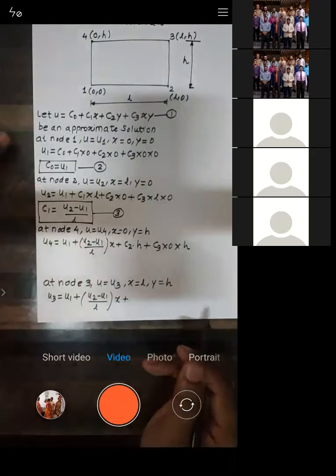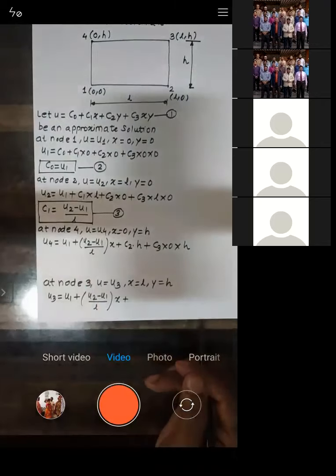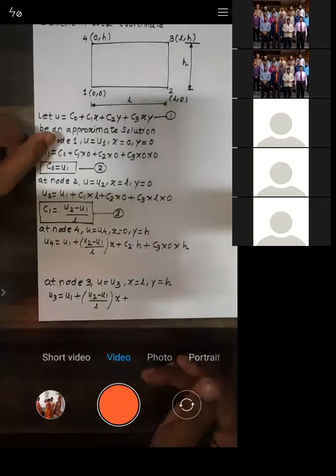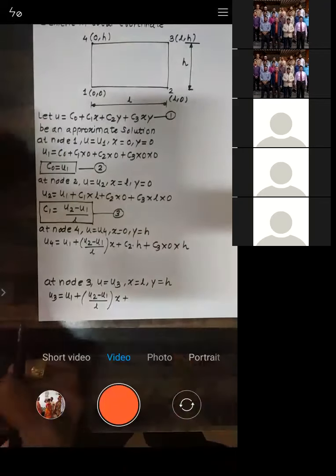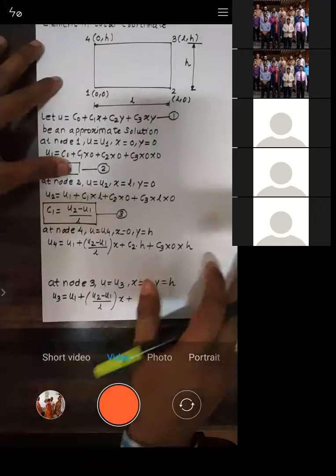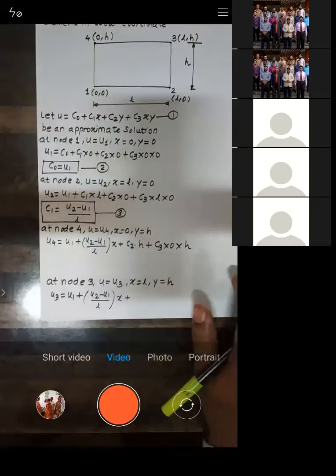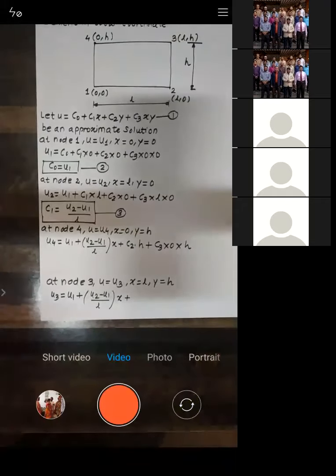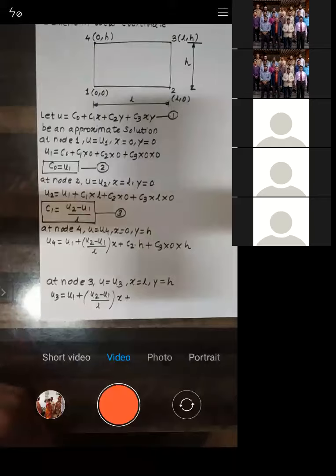Can you tell me what is the value of C2 we will get? We need to basically solve it. Right? U4 minus U1 divided by H. Tell me, what value of C2 will you get? U4 minus U1 divided by H. See here, all of you. So here we need to do some steps. Have you solved this, each of you? C2.